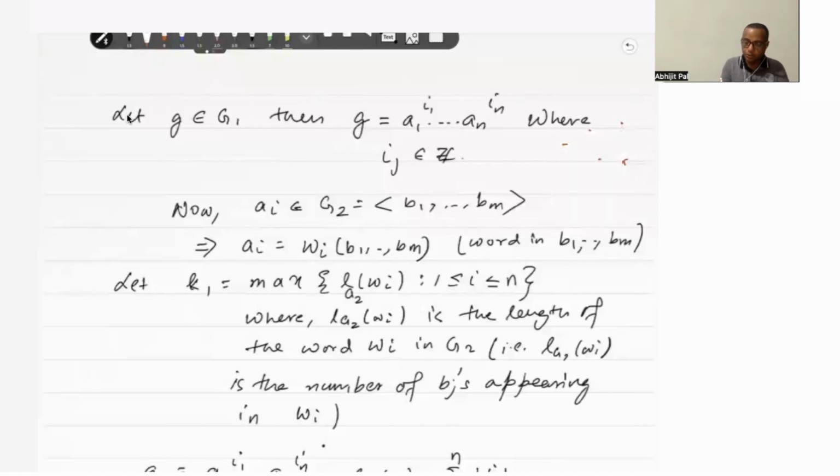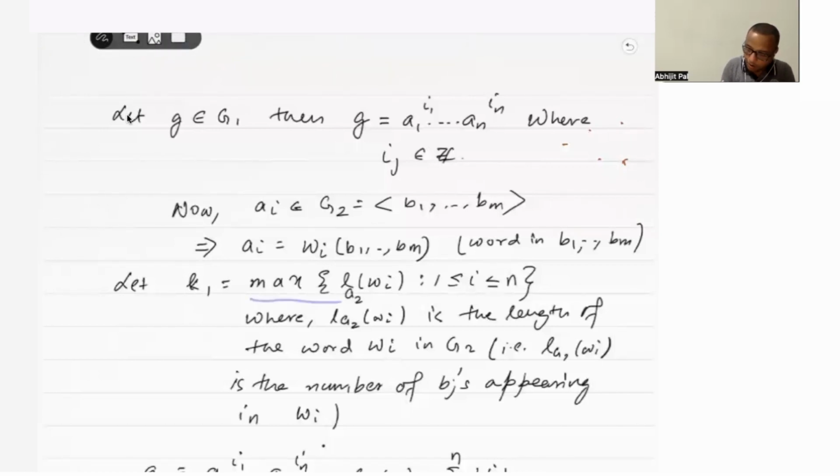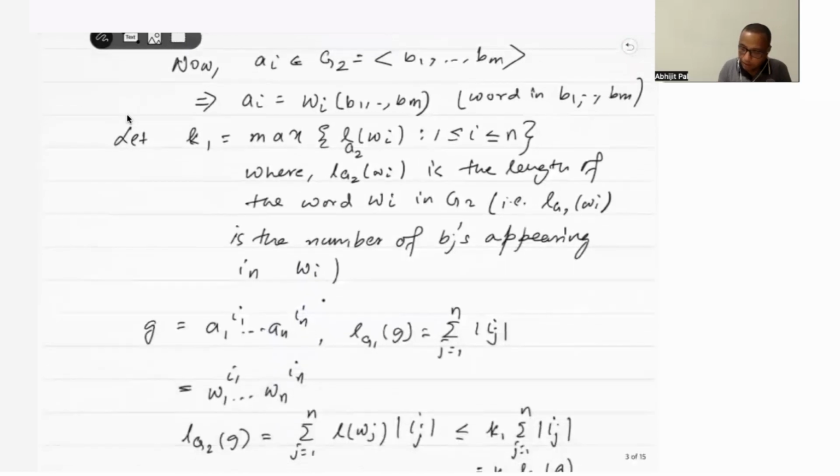Okay, so now what I do, I take this K1 to be the maximum of the length of the words Wi in G2. The length of this Wi in G2 means the number of bj's appearing in Wi. Okay. So now this G, it is again something like this.